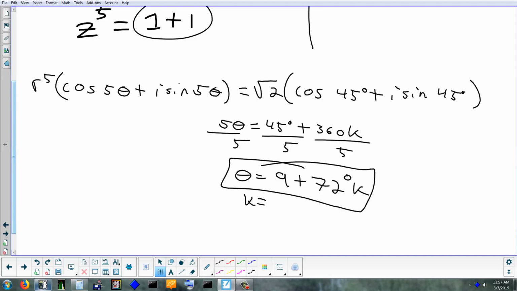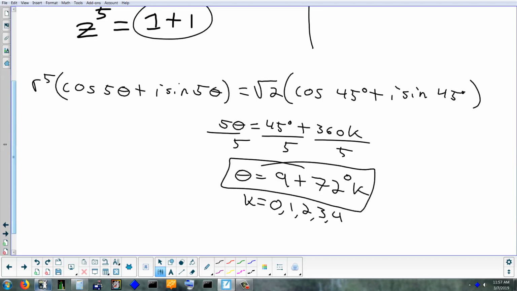Well, we should write, what is k going to equal to get 5 answers? 0, 1, 2, 3, 4. So 0, 1, 2, 3, 4. Yeah, we just get 5 answers. You're right. 0 to 4.